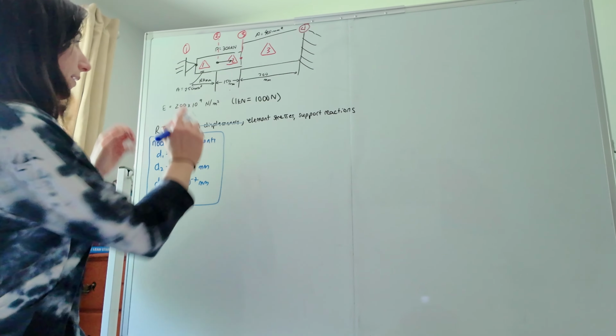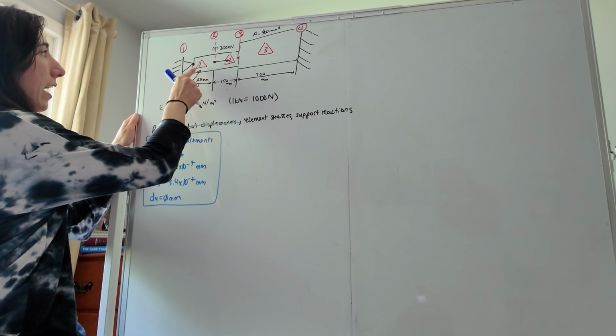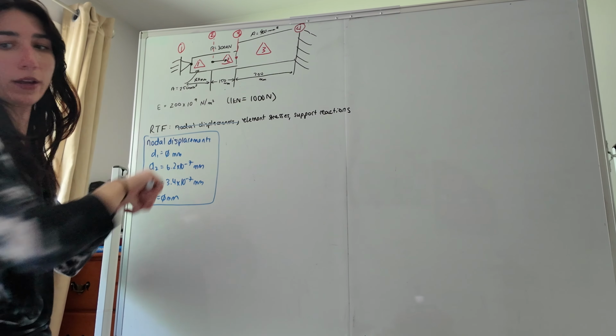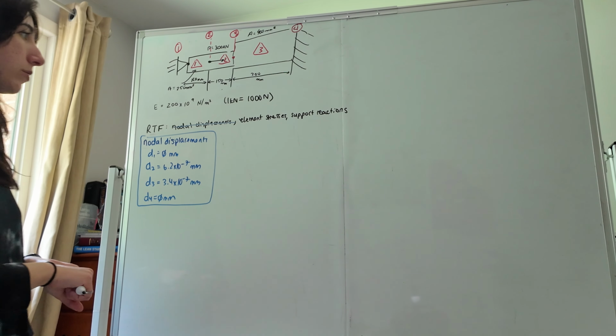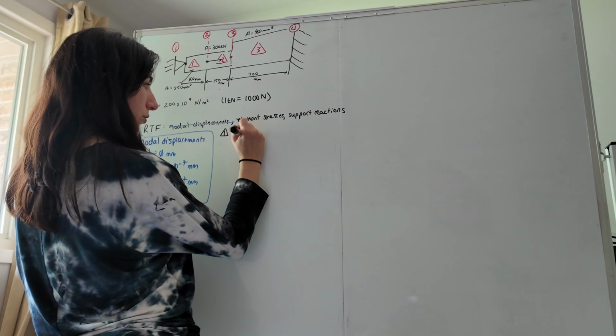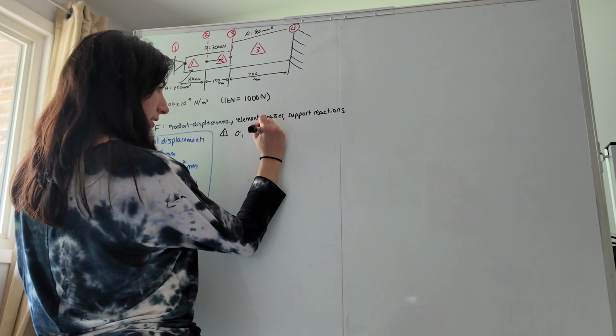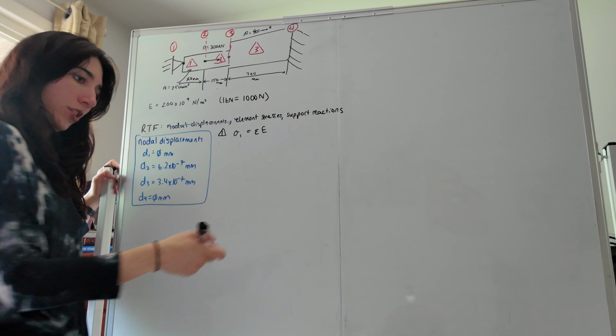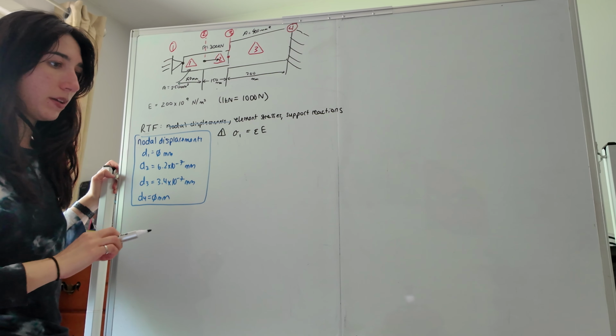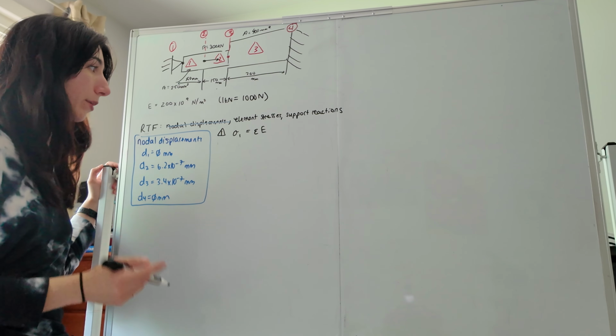So technically we have 3 elements: half of bar 1, half of bar 2, and full bar 3. So we're going to compute 3 elemental stresses. For element 1, stress is just strain times E, our Young's modulus. Strain is just our change in displacement over the original length of the bar.